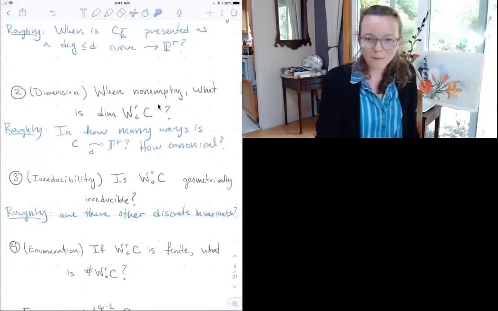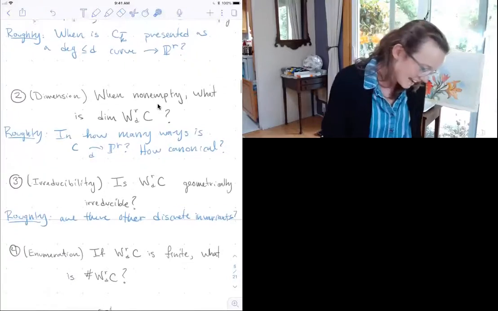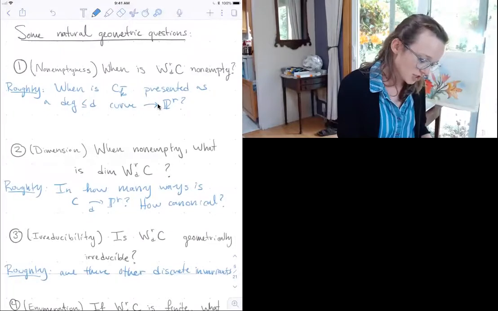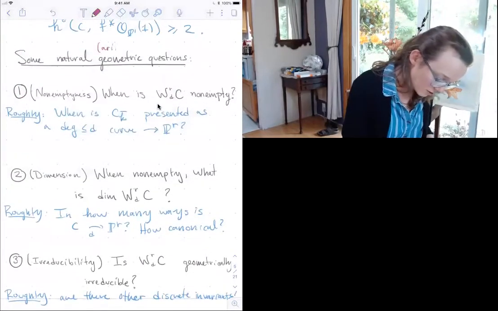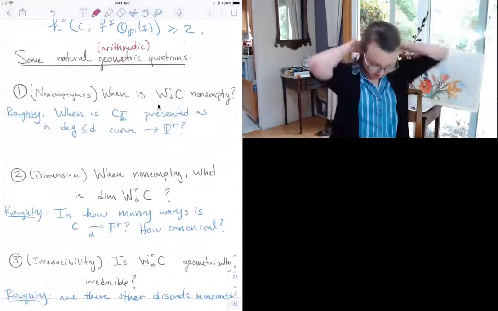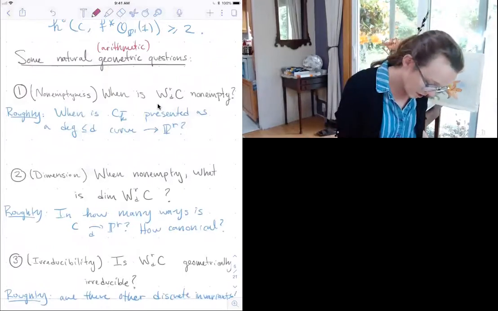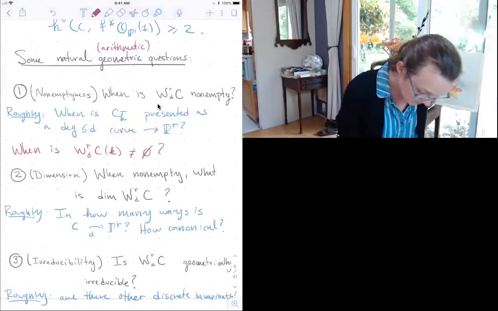But we're number theorists here, so let's put on our number theory hats and think about some arithmetic questions that are analogs of these geometric questions. So now, some natural arithmetic questions. Instead of non-emptiness as a scheme, you can ask, when are the rational points on W^R_D non-empty?